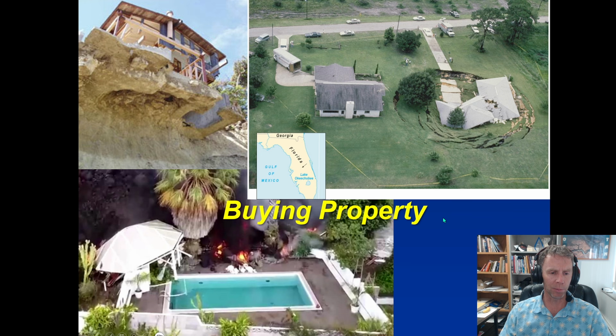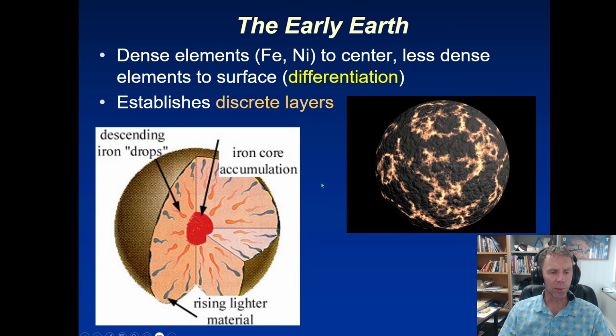So we'll spend some time looking at those, especially in the context of flooding, mass wasting, maybe even earthquakes and volcanoes as well. So let's go ahead with that overview and giving you a little bit of reasons why geology is important. Let's look at the interior of our planet.